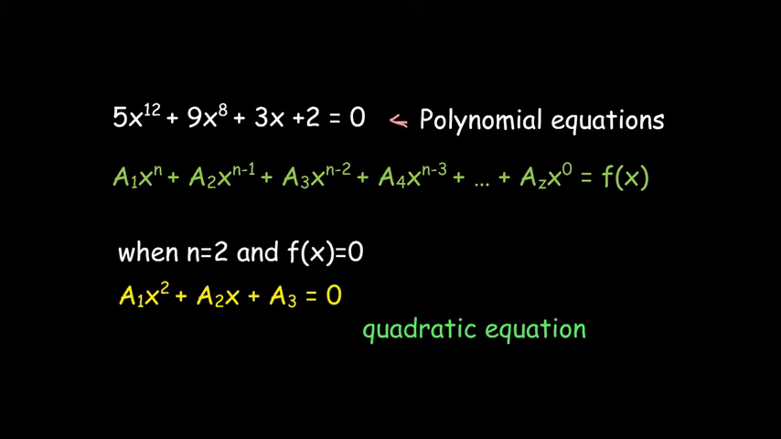Now, when n equals 2, you get a1 x^2 plus a2 x^(2-1), which is 1, and a3 x^(2-2), which is 0. As you get a 0 over here, you stop. You don't need to include any of this. And the RHS, the right-hand side, is f of x, which is 0. So this equation becomes a1 x squared plus a2 x^1, or just x, and a3 x^0, or just a3, as any number to the power 0 is 1.